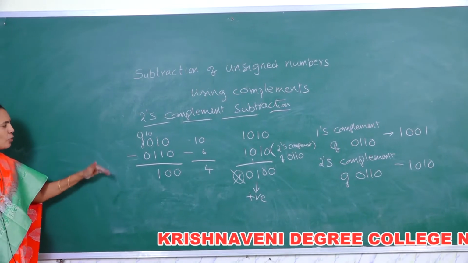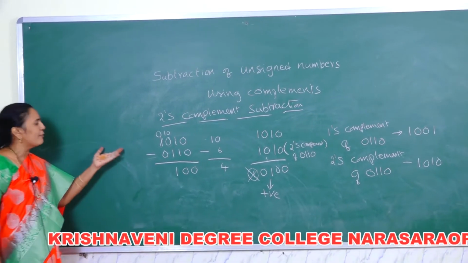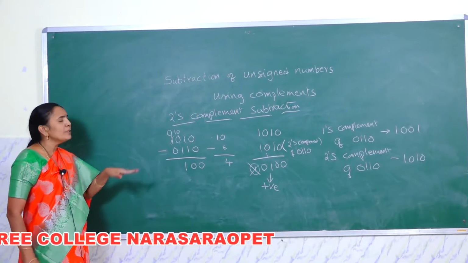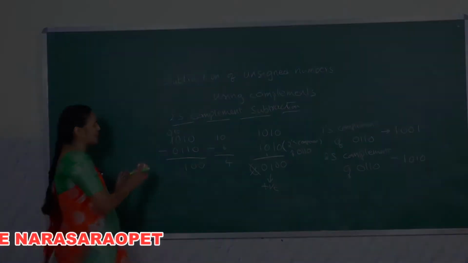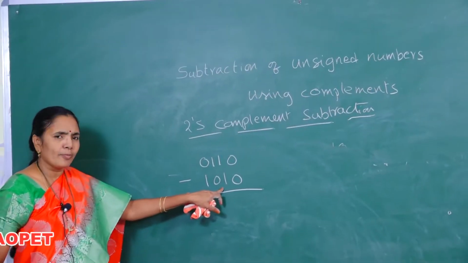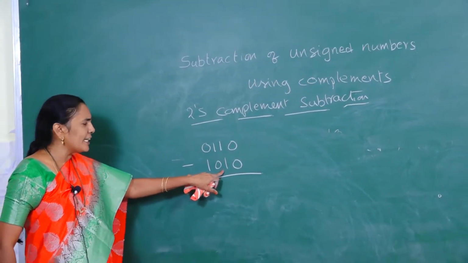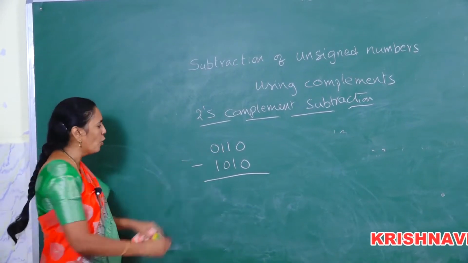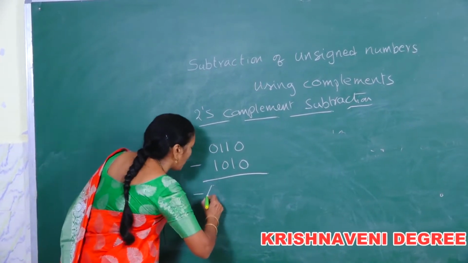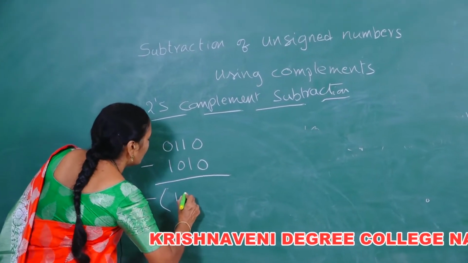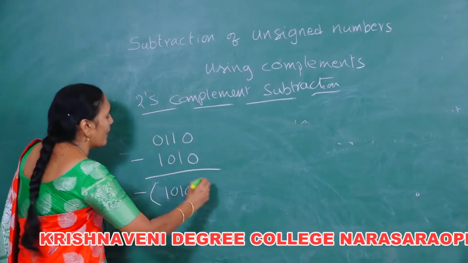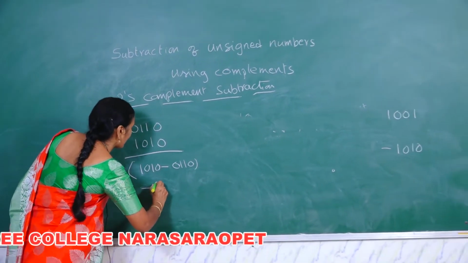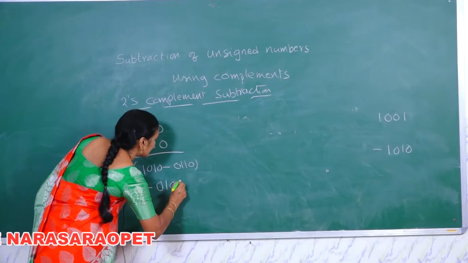Now, let us do the same calculation in the reverse manner. Let us try to subtract 10 from 6, then what will be the process? As the lower one is the larger number, you can't subtract from a smaller value. So, you have to take minus as a common thing and I have to perform 1010 minus 0110, whose value will be equal to 0100.